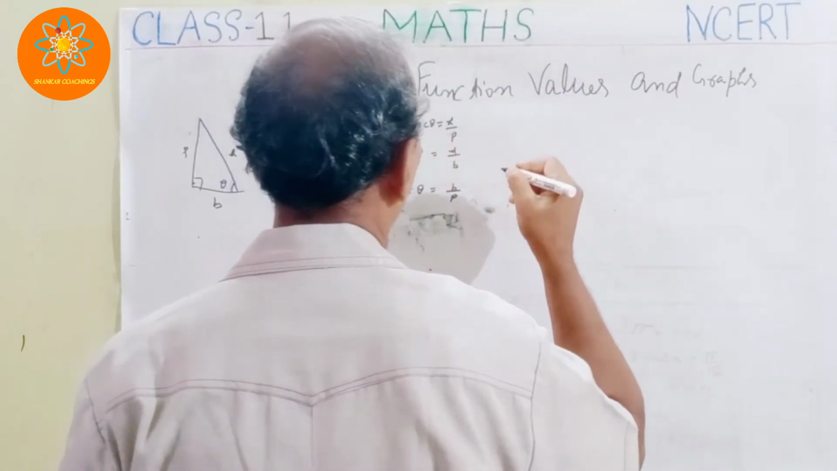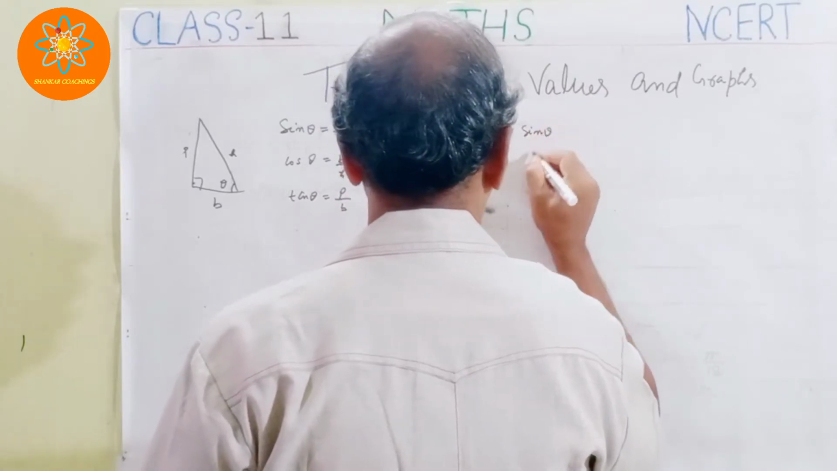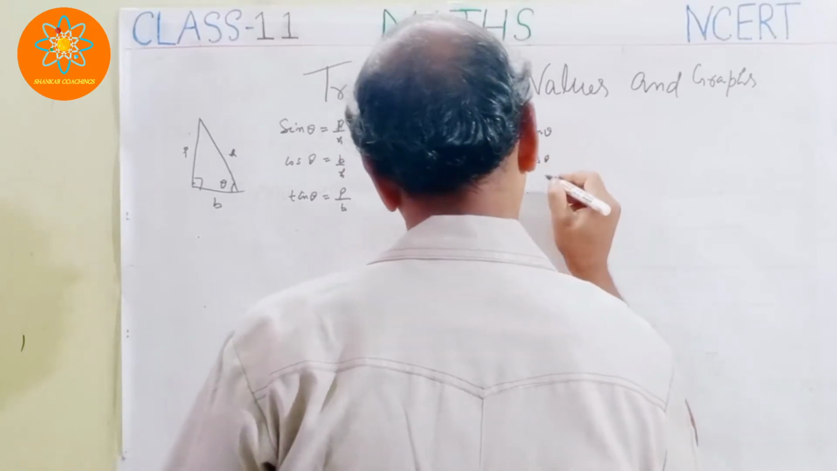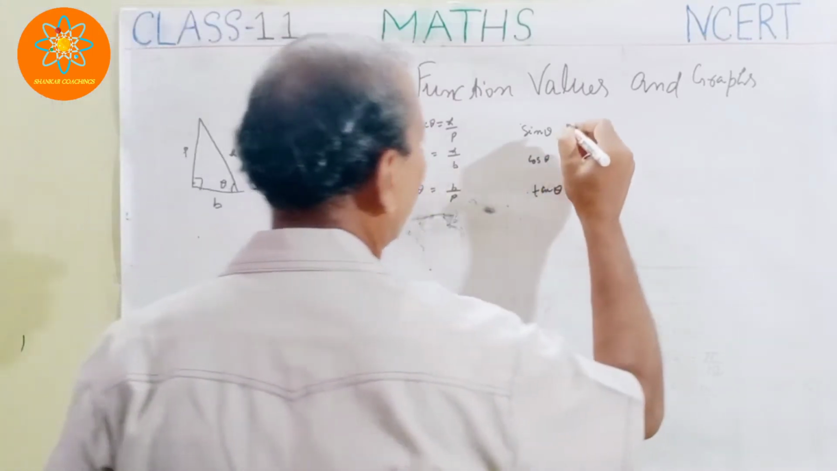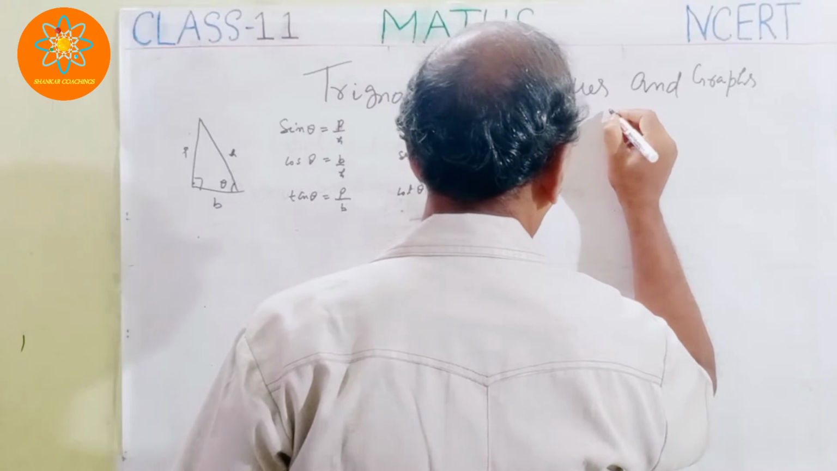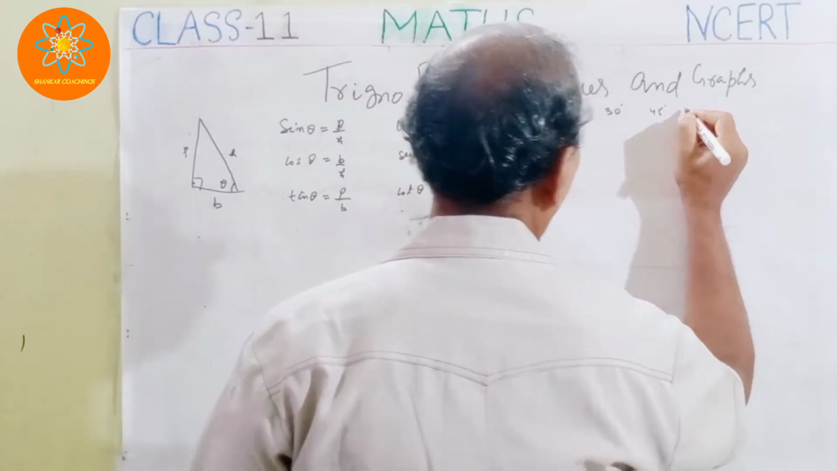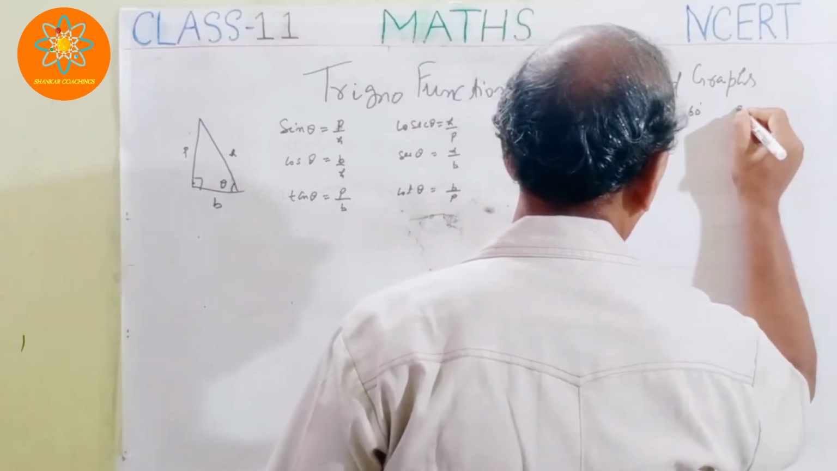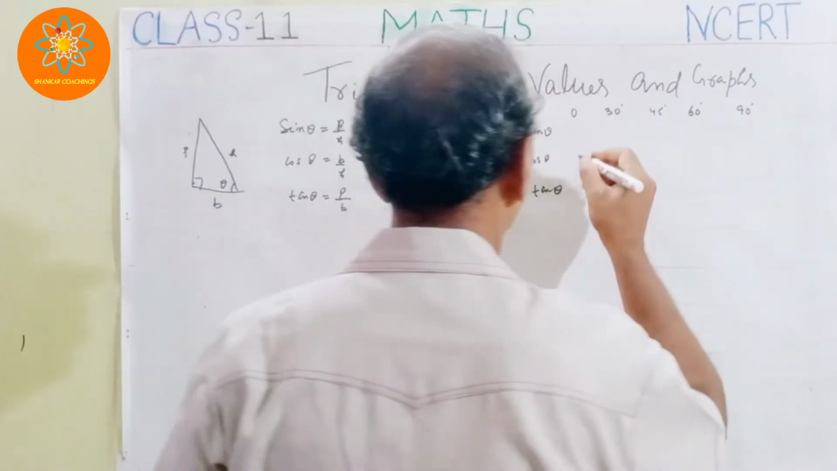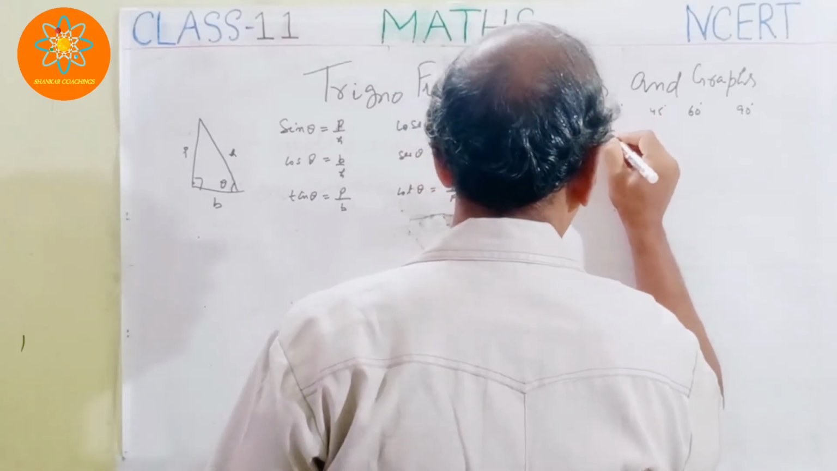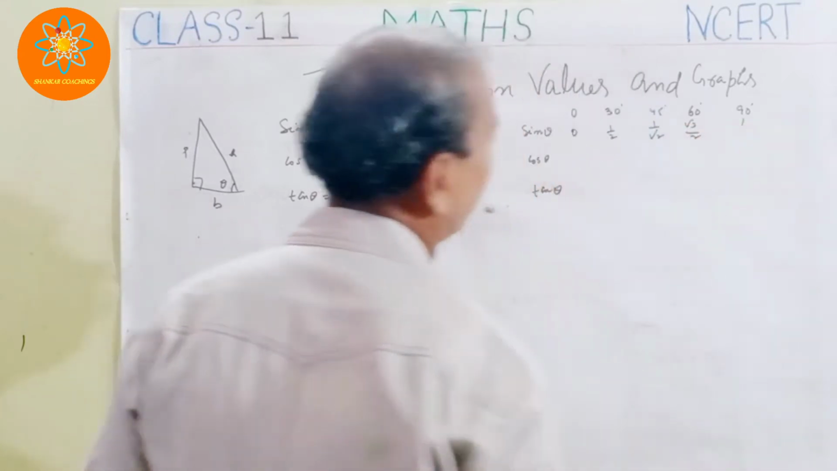So for finding the values, let's suppose I have sin theta, cos theta, and tan theta. I want the values for 0 degree, 30 degree, 45 degree, 60 degree, and lastly 90 degree. I want the value of all of these. So the values of sin theta will be 0, 1 by 2, 1 by root 2, root 3 by 2, and at 90 it is 1.